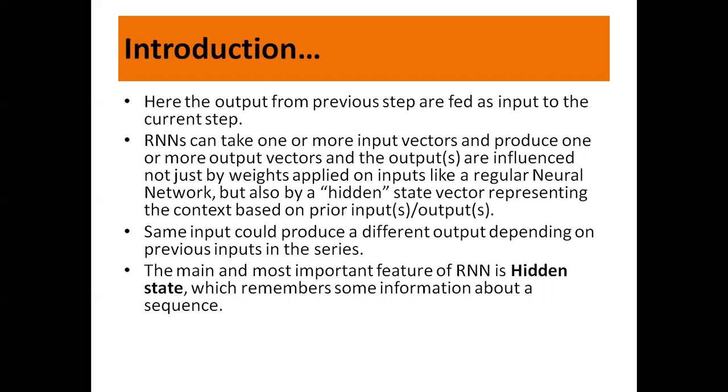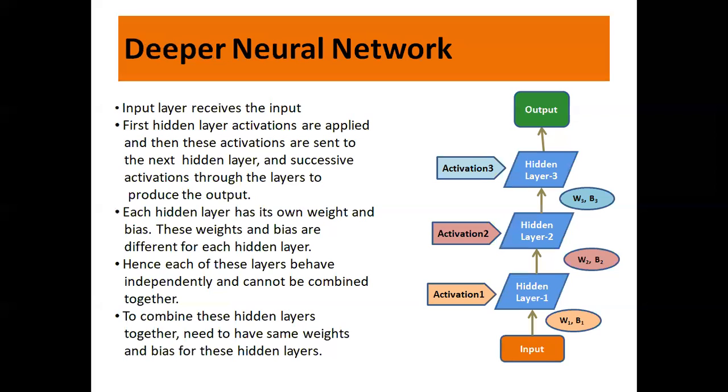And outputs are influenced not just by weights applied on inputs like a regular neural network, but also by a hidden state vector representing the context based on prior inputs/outputs. Why are we saying inputs and outputs? Because the output of one will become the input of the other. Now, the same input could produce different output depending on the previous inputs in the series. Remember the context when you're putting the data in a sequence. The main and the most important feature of RNN is the hidden state, which remembers some information about a sequence, which is nothing but the memory.